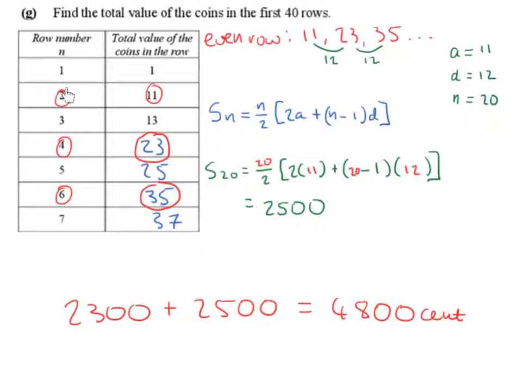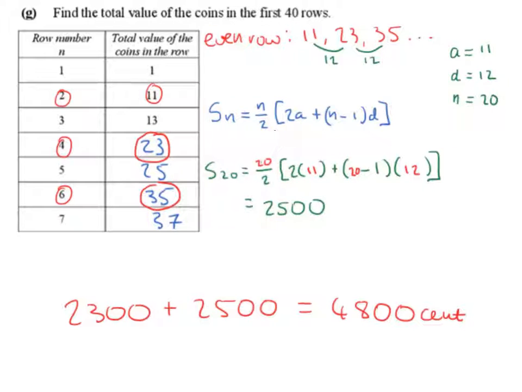So we do the same then with the even rows. So the even rows being 2, 4, 6, 8 and so on. And we've got 11, 23, 35 as our sequence. So we've got 11 plus 23 plus 35 dot dot dot. So A is going to be 11, our first term. D, the common difference, is 12. And again, N is 20, because 40 divided by 2 is 20. There are 20 even rows in the first 40 rows.